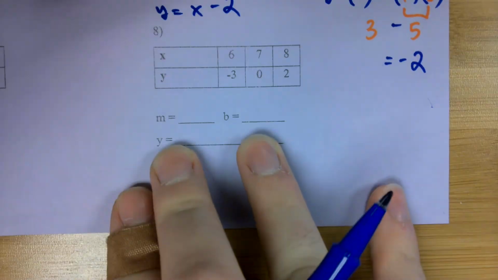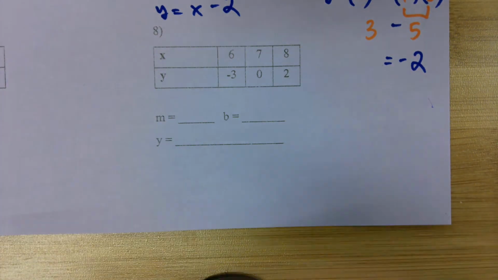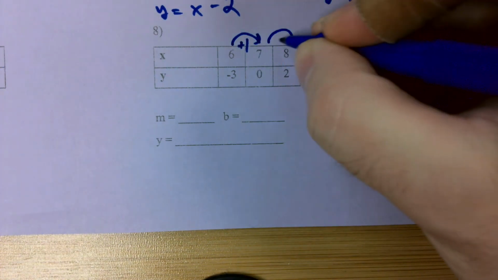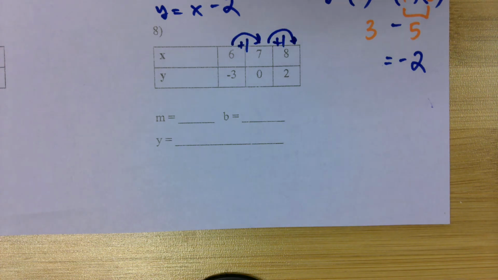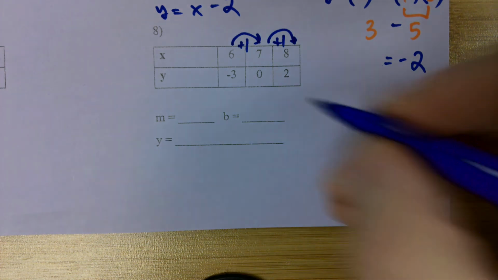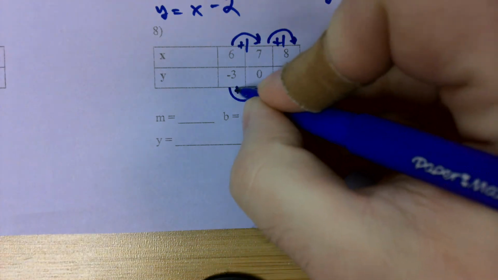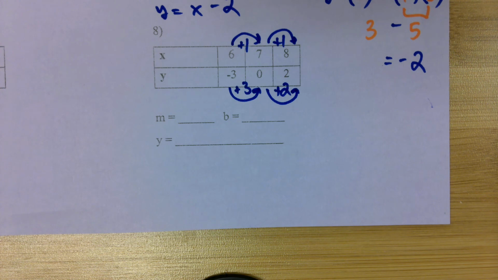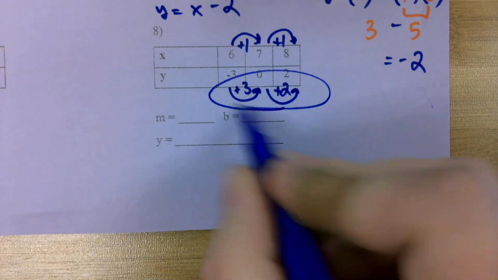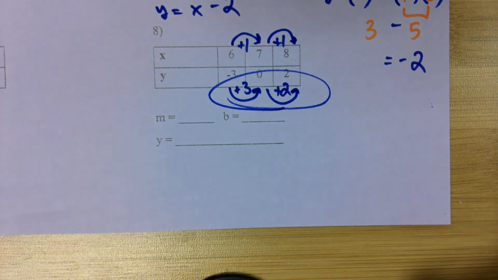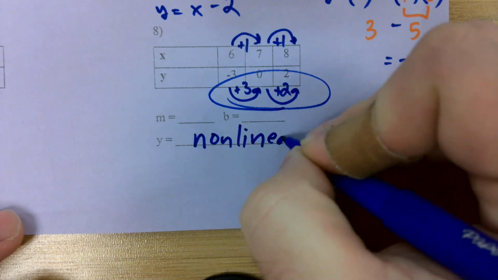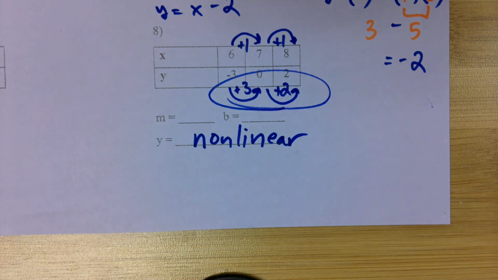Now we get down to number 8, and as you might have seen in number 7 as well, there's something wrong here, right? From 6 to 7, that's plus 1. From 7 to 8, that's plus 1. That seems fine, right? But from negative 3 to 0, that's plus 3. And from 0 to 2, that's plus 2. So it looks like we don't have a constant change in y here. Therefore, this is a non-linear function, or line.